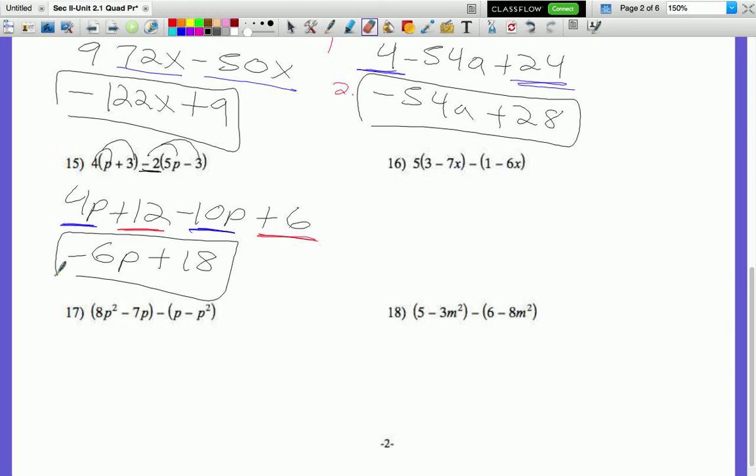That is how you distribute with the number out in front. So you distribute that number, combine like terms, and make sure the variable with the highest exponent comes first. If you do not have the variable with the highest exponent coming first, you will get the problem wrong.